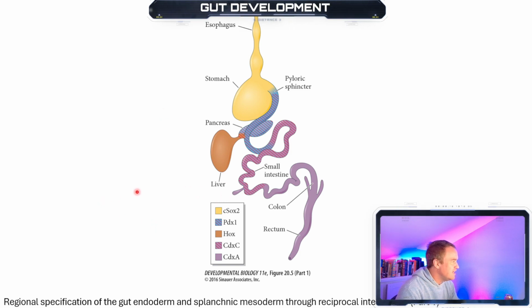which is not labeled on here, I don't think. So SOX17 helps to specify the digestive tube, what is becoming the actual digestive tube, but it doesn't provide polarity, right? It says it's common to all the digestive tube, but it doesn't say what part it's going to be, if it's going to be stomach or intestine, etc.